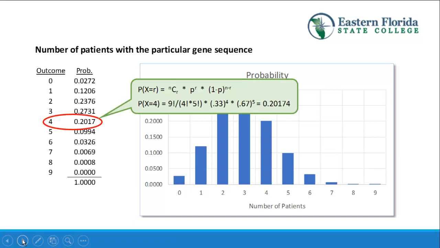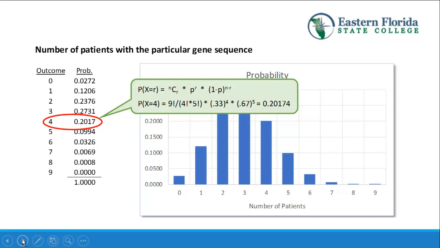Here's how we can calculate the probability of exactly 4 patients out of 9 having this gene sequence. This is the formula that's outlined in Activity 7.3 in your textbook. It's a rather complex formula. All the values are given. N is equal to 9 trials. R is equal to the 4 that we're interested in, 4 patients out of 9. Our probability of a patient having this gene sequence is 0.33. And those 3 values are all that you need to calculate this probability.